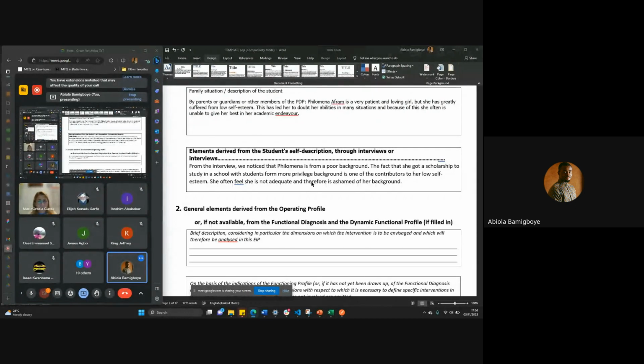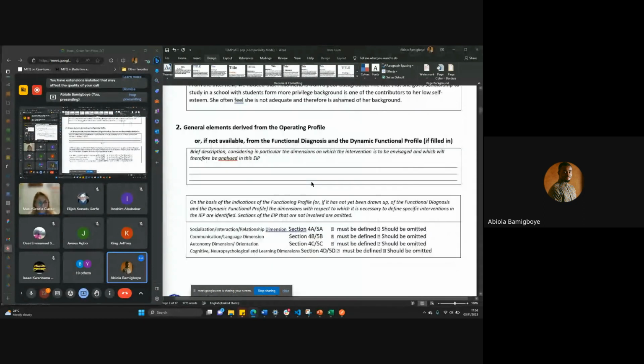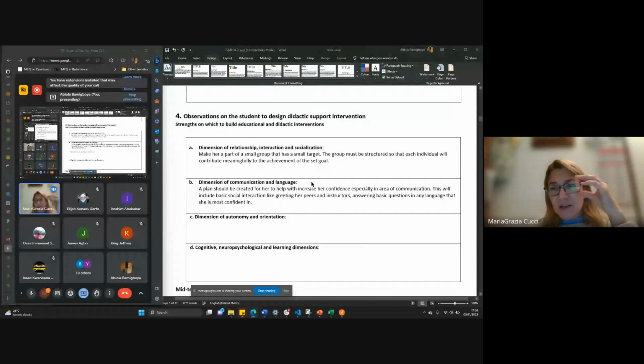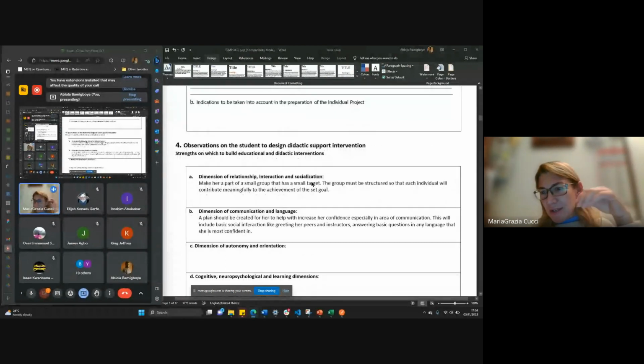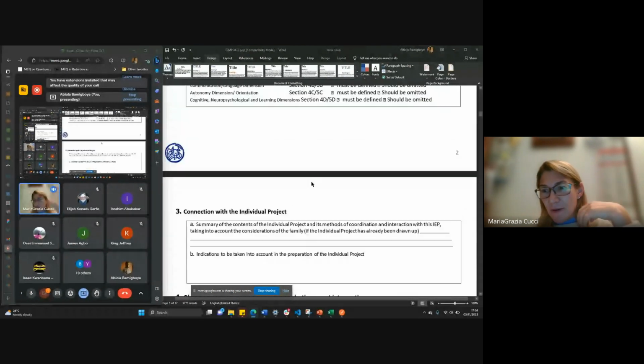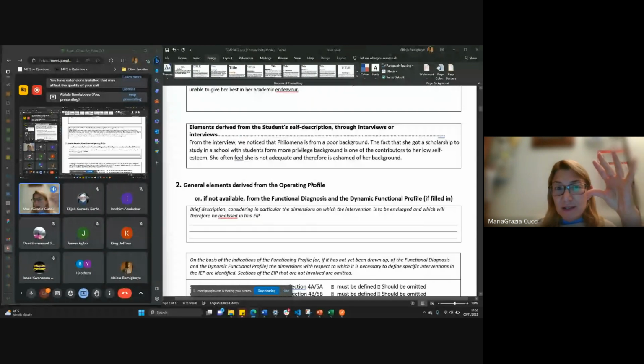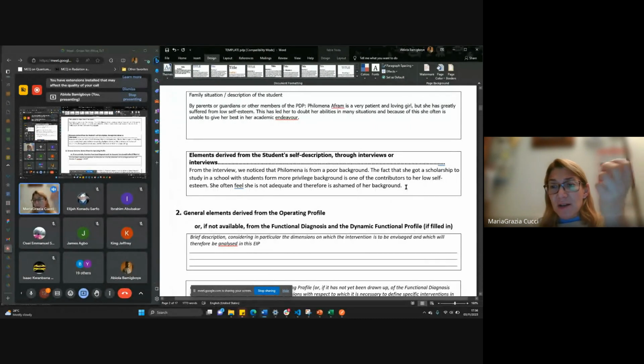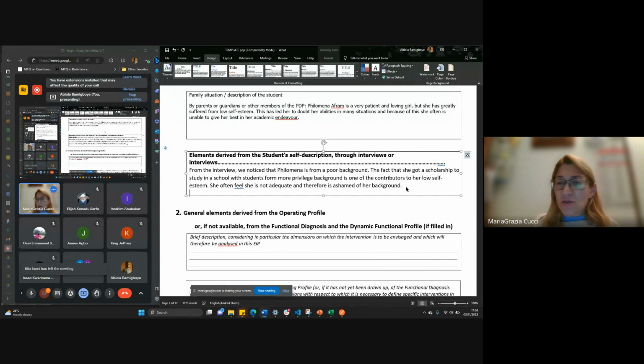What has contributed to the low self-esteem? Okay, so we move on to... If I can add something, it should be interesting for you while you write this paper, to write something about the way she studies, the way she learns. Maybe you can write that she usually studies alone because of her situation.